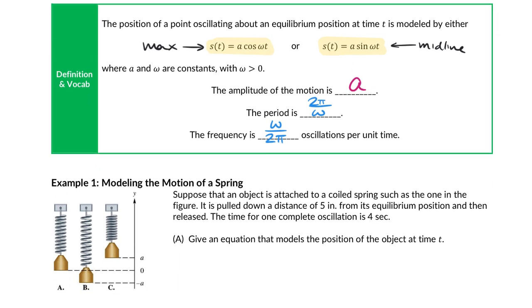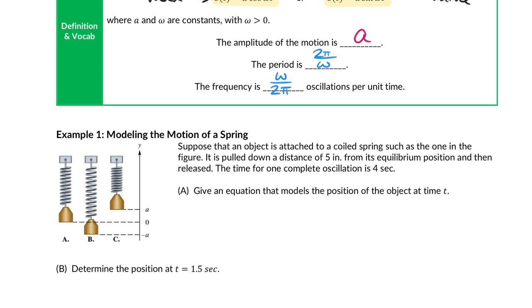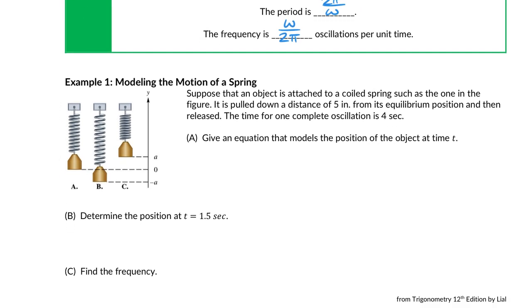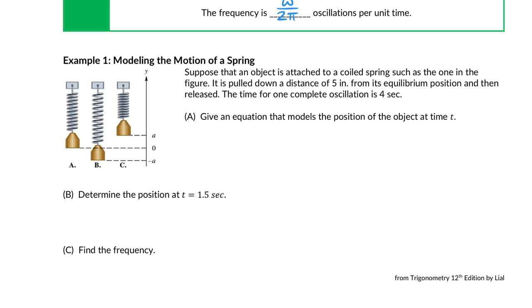One of the main things I'm going to ask you to do is understand or write the equations for the motion of a spring or some sort of oscillating object. So in example 1, it says, suppose that an object is attached to a coiled spring, such as the one shown in the figure. It is pulled down a distance of 5 inches from its equilibrium position and then released. The time for one complete oscillation is 4 seconds.